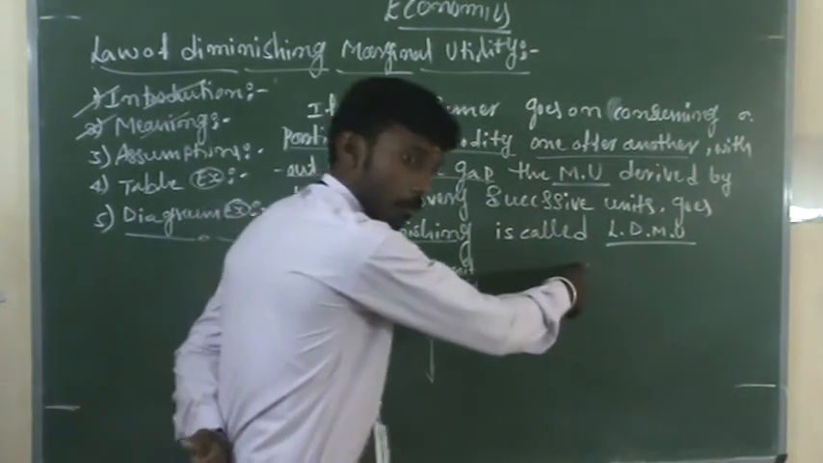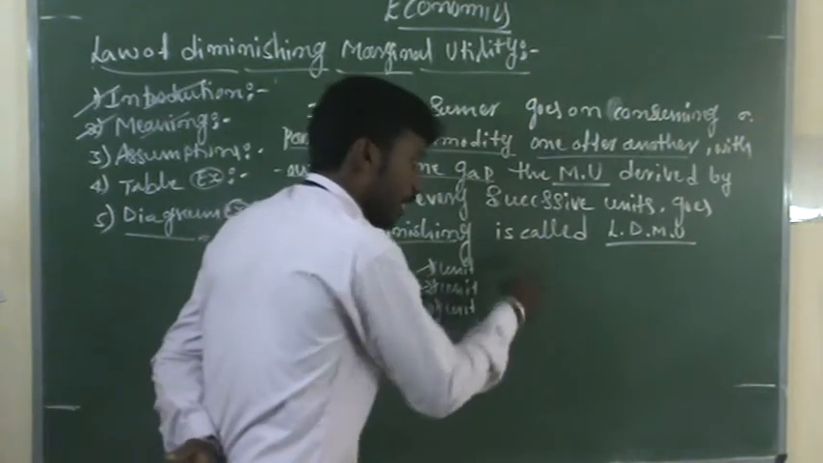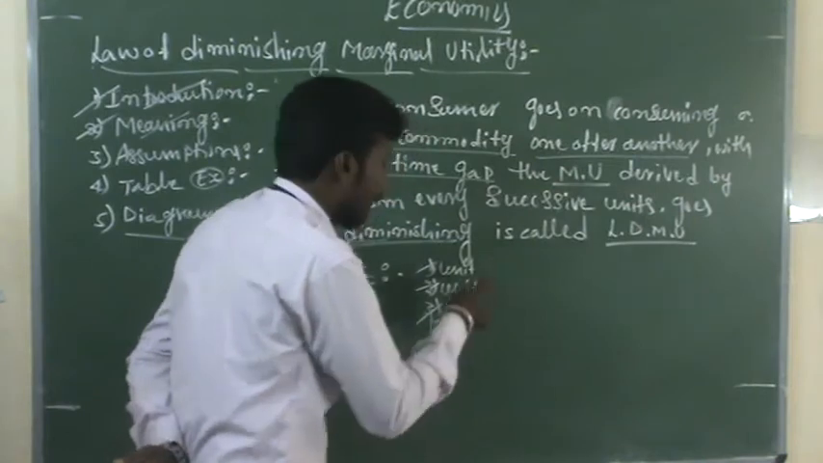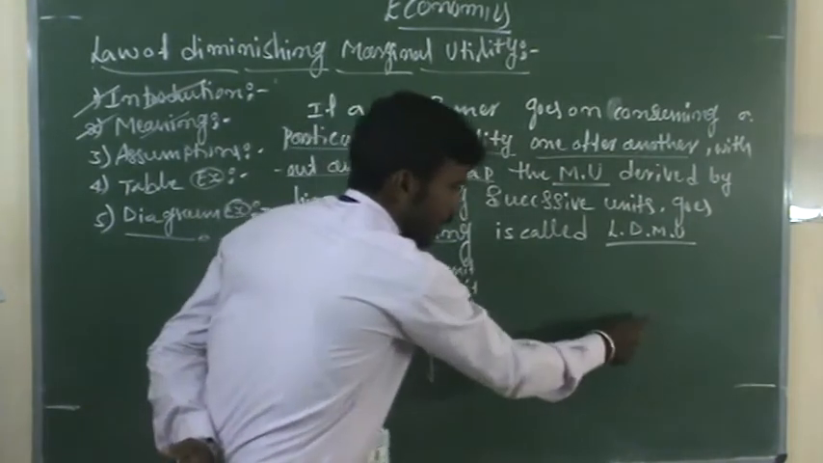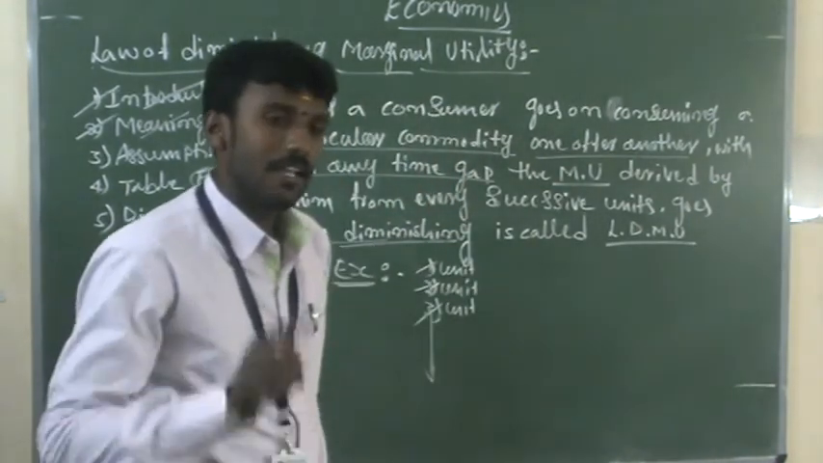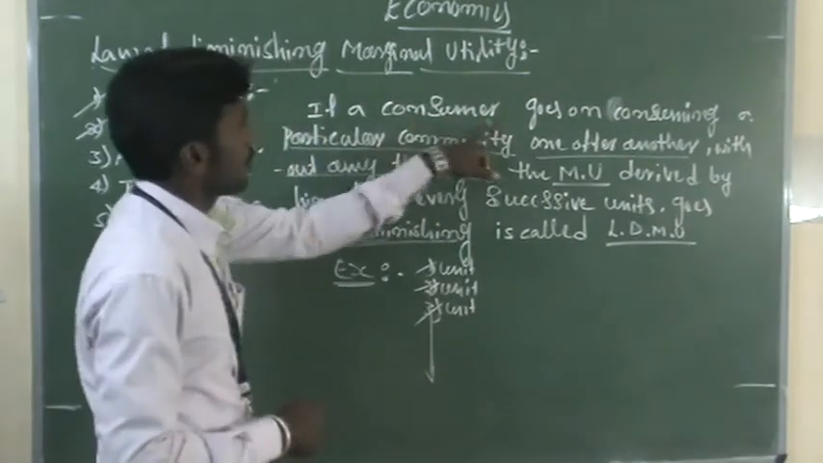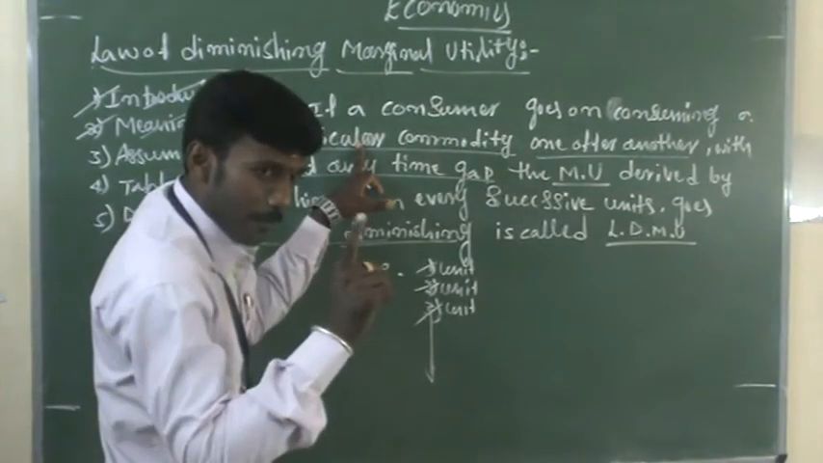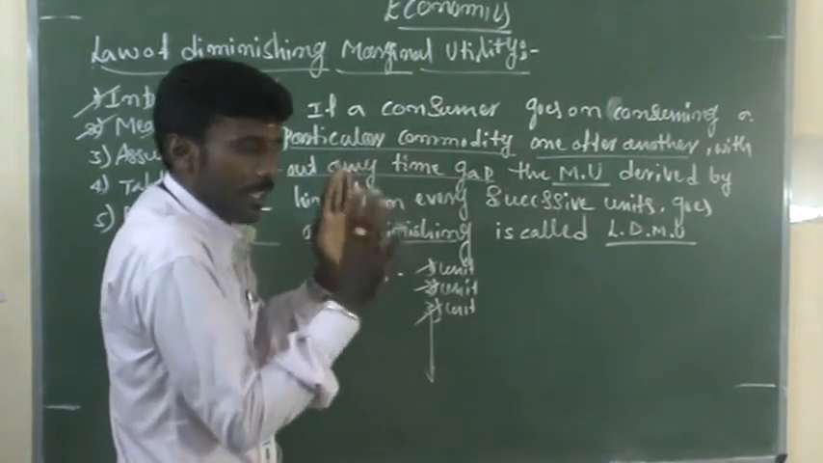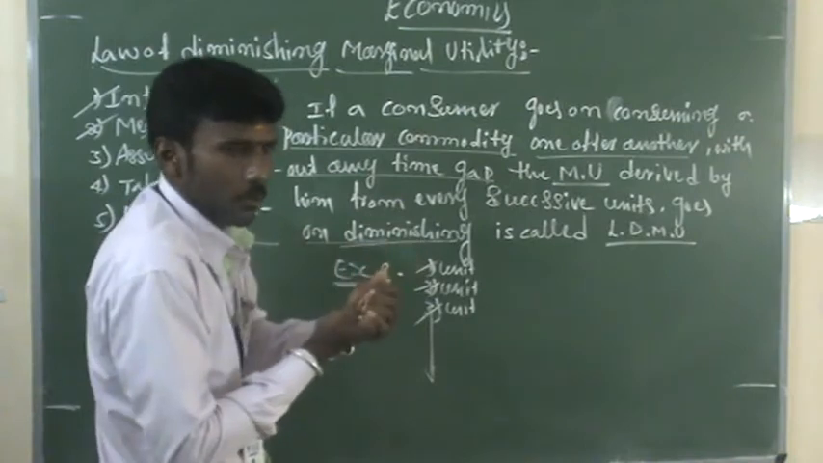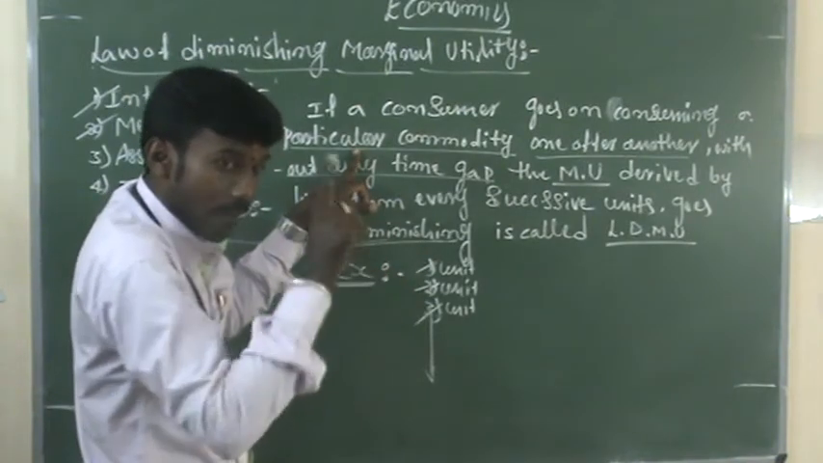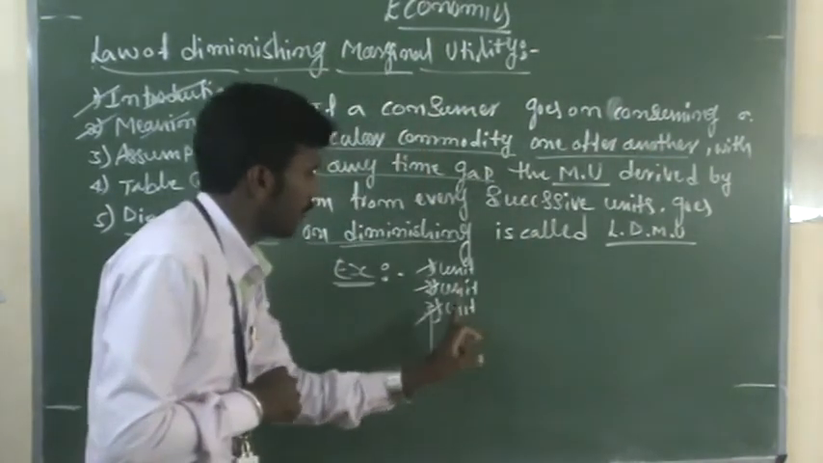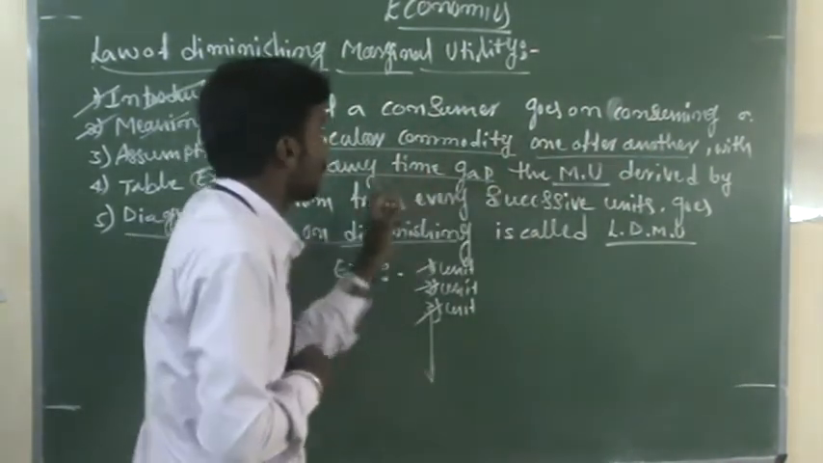First they are getting more utility; second, compared to first, less utility. The third unit of mango that is consumed, compared to first and second, is giving a little less utility. See here, a consumer goes on consuming only one particular type of commodity, not mixed types of goods. Here we are consuming only a particular, individual commodity, one after another: 1, 2, 3, 4, 5 like that. There is no time gap.